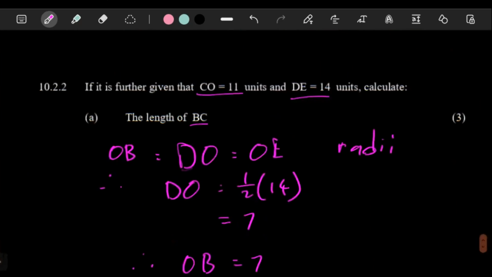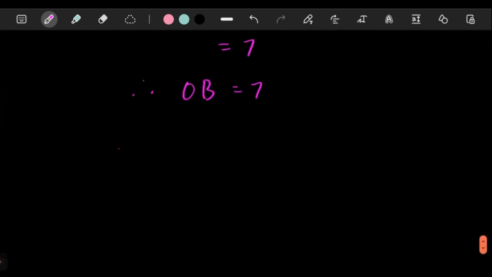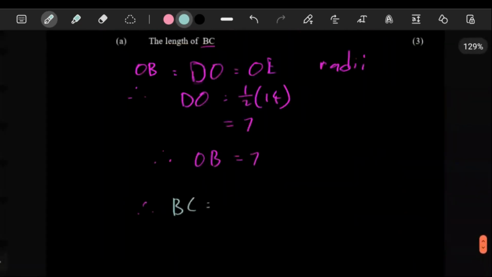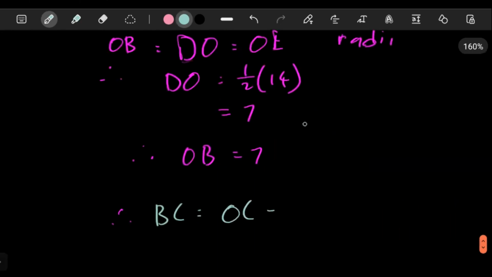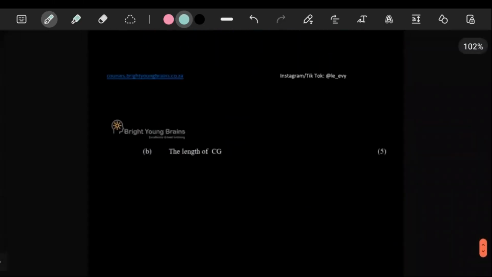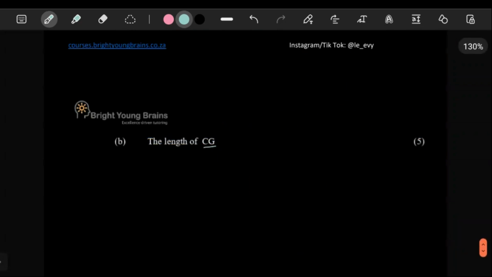So here we can say, therefore, BC is going to be equal to the whole line, which is OC, which they've given to us as 11, minus the OB that we've just worked out, which is 11 minus 7. It's going to give you 4 units. Easy peasy. The last one says we should work out the length of CG.